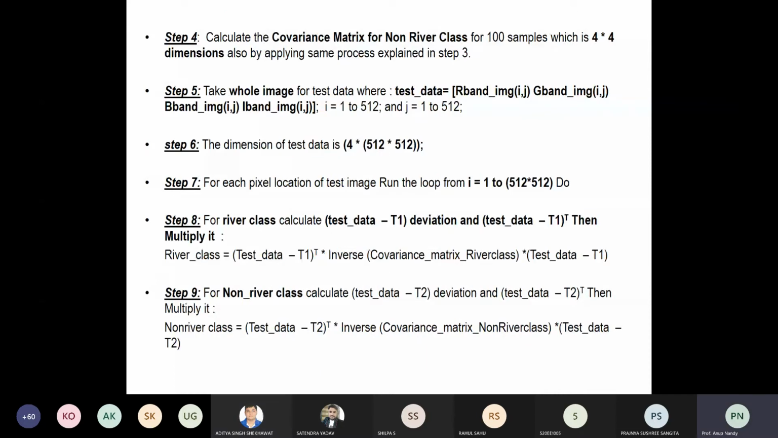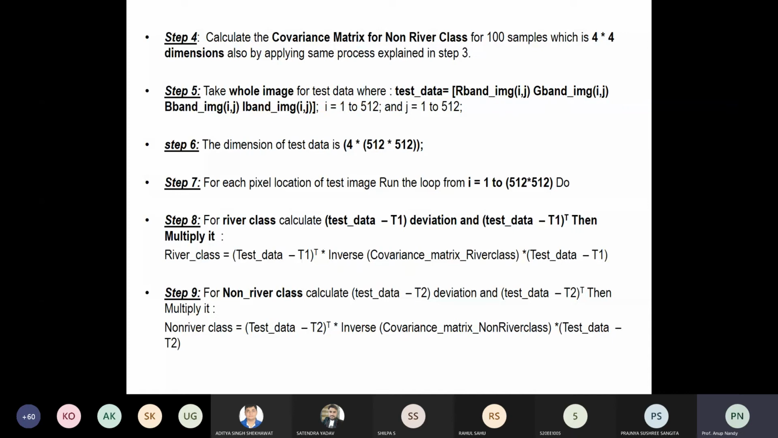So this is a simple formula that we have already done. Next, you have to test it. How do you test it? You have to take these entire images for test data. Test data is from i equal to 1 to 512, j equal to 1 to 512. As I already told you, you have to test for each and every pixel position. So R band image i comma j, G band image i comma j, B band and I band. The dimension of the test data is 4 cross 512 into 512.